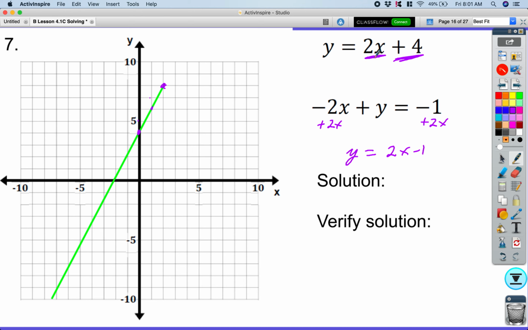Now I want you to notice these have the same slope, but a different y-intercept. So I'm going to start off at -1. I'm going to go up 2 over 1, up 2 over 1, up 2 over 1.